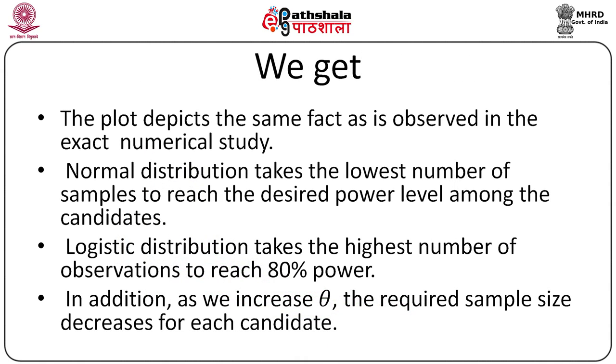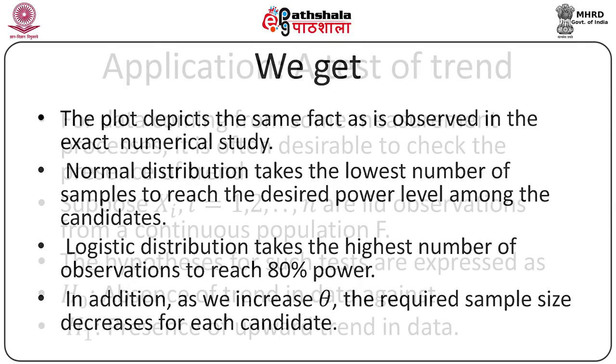Normal distribution takes the least number of samples to reach the desired power level among the candidates. Logistic distribution takes the highest number of observations to reach 80% power. In addition, as we increase theta, the required sample size decreases for each candidate.